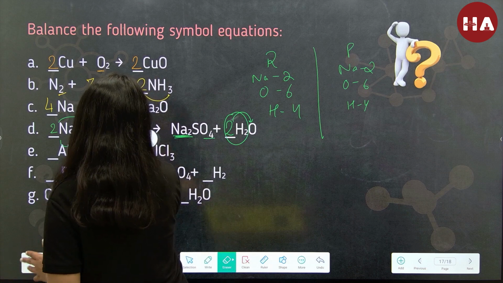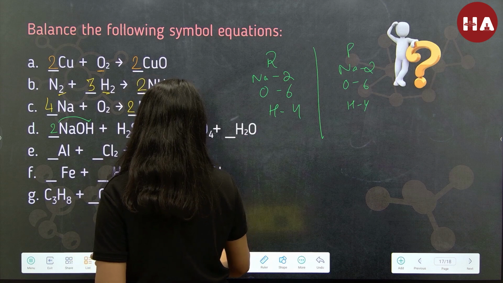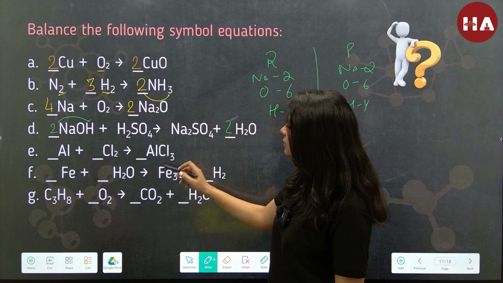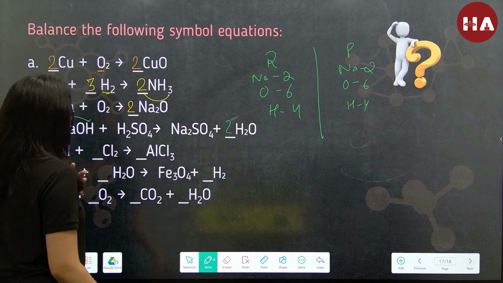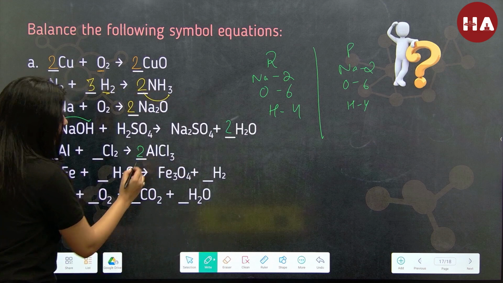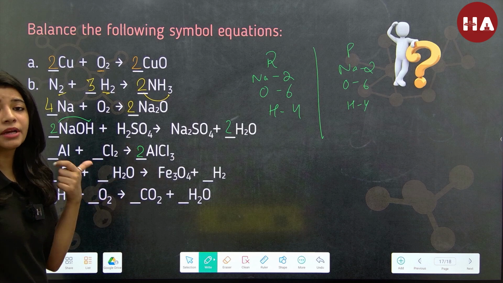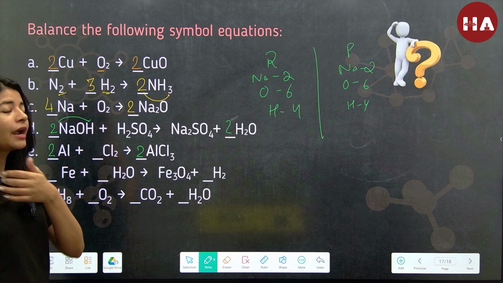Let's move on to your E part. Aluminium and Cl2 reaction is given to you. Okay, so AlCl3. Okay, what do I do now? Let's try hit and trial method, right? Let me put a 2 over here. By adding a 2 over here, I have made my aluminium atom as 2 in number, right? So let me add a 2 this side also, in the reactant side also.